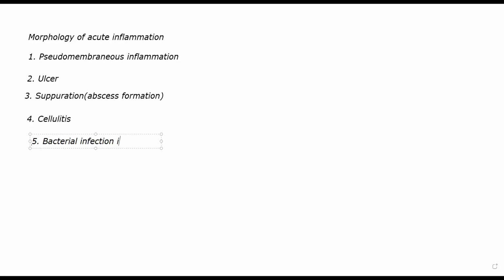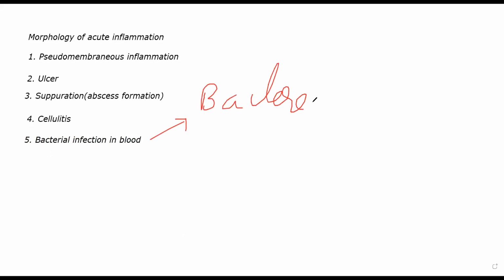Infection in blood. Now there are 2-3 ways to categorize this bacterial infection in blood. Technically, it includes 3 conditions. One is bacteremia. Bacteremia is not such a bad condition. It is bad, but not as bad as some other condition that I'm going to discuss.